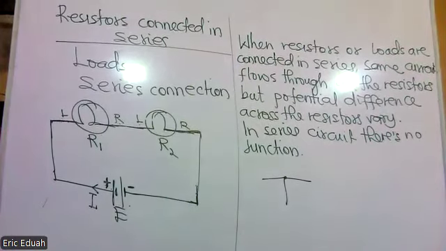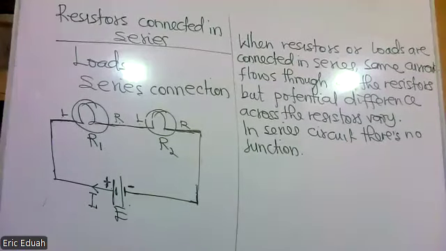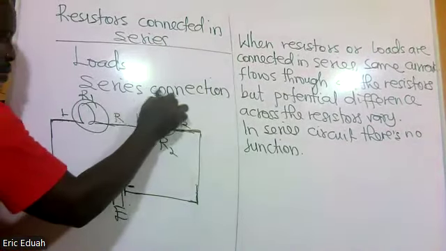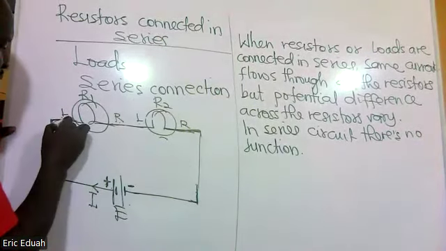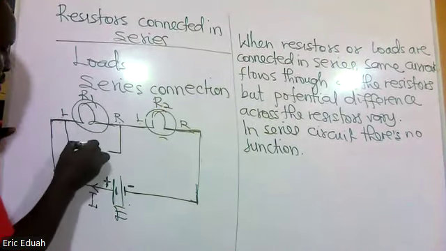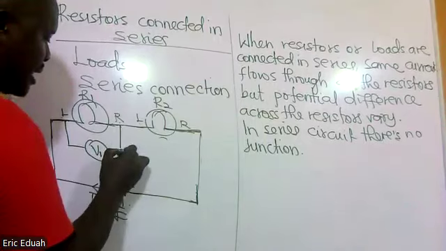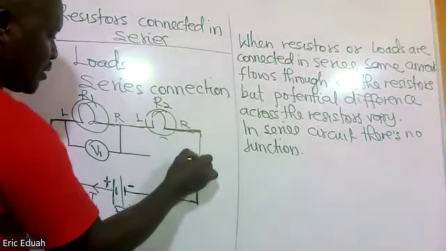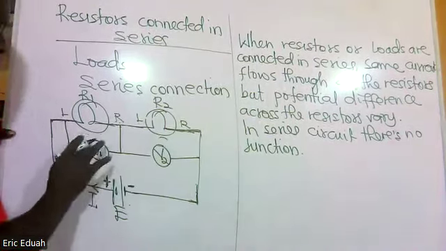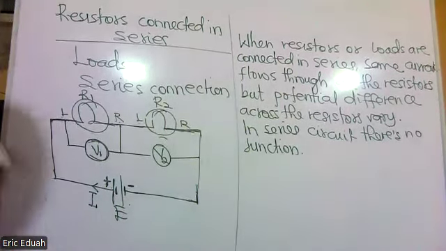But they have different voltage drops. So the PD across this one will be V1, and the PD across this one would be V2. The PD will be different, and the PD varies due to this.